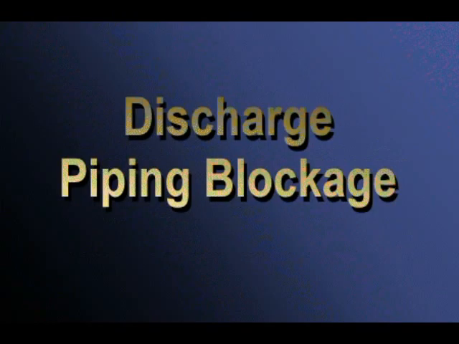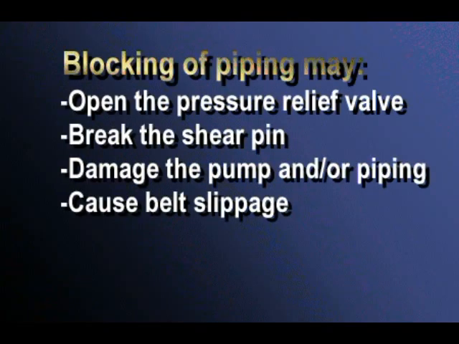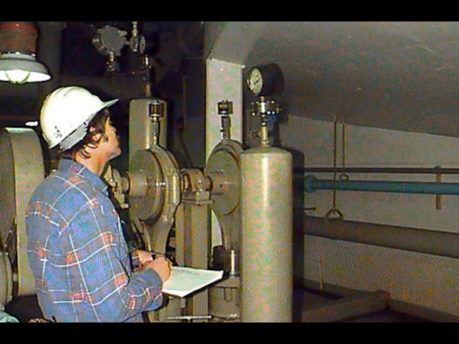Another condition to look out for during normal operation of the plunger pump is partial blocking of the discharge piping, which increases the pressure. This may open the pressure relief valve, or break the shear pin, or damage the pump or piping, or cause belt slippage. One source of information that can alert the operator to the possibility of blockages building up is the record of pressure and ammeter readings.